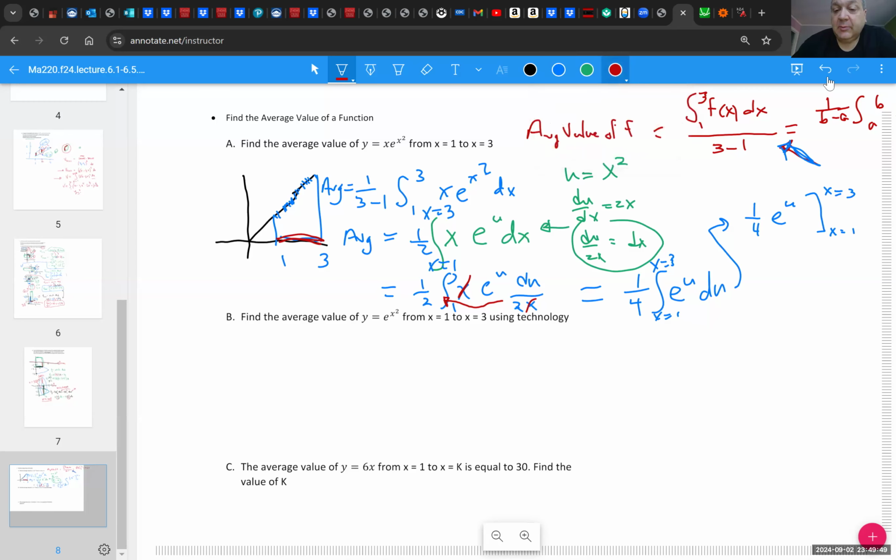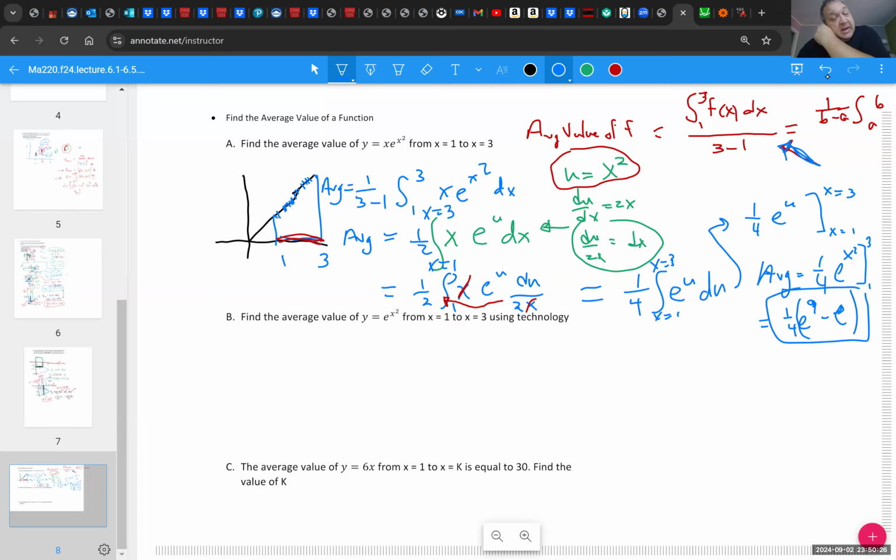Well, we're the ones who made up what u is. This didn't come from the problem. This is something that we used as a substitution to make it easier to antidifferentiate this. So I know what u is. u is x squared. So the average is equal to 1/4 e to the x squared from 1 to 3. And then I plug in the 3, and I get e to the 9. And then I plug in the 1, and I get e to the 1, and that's my result.